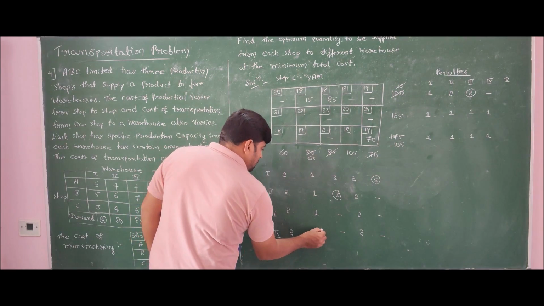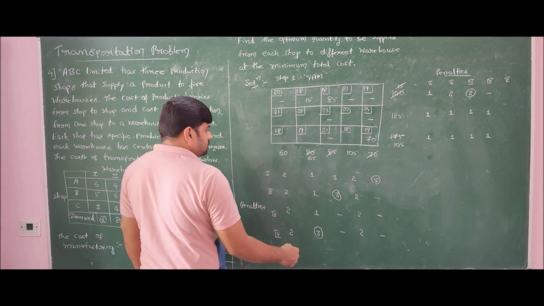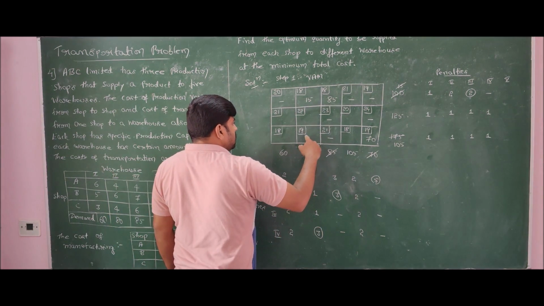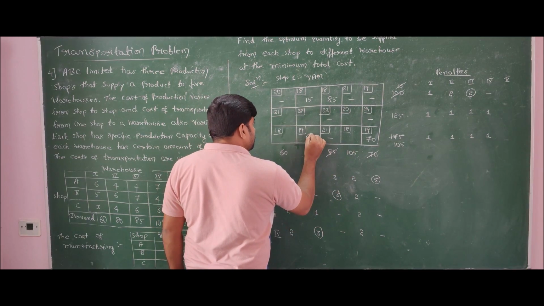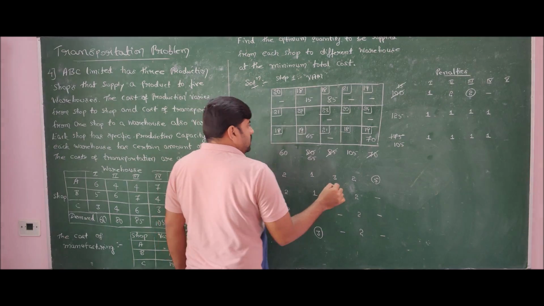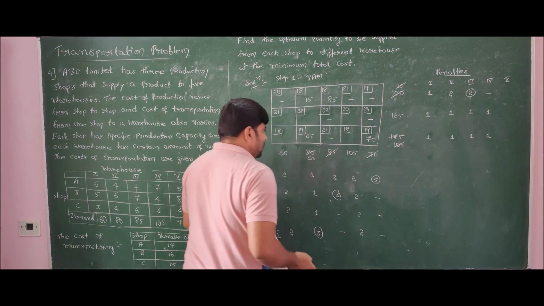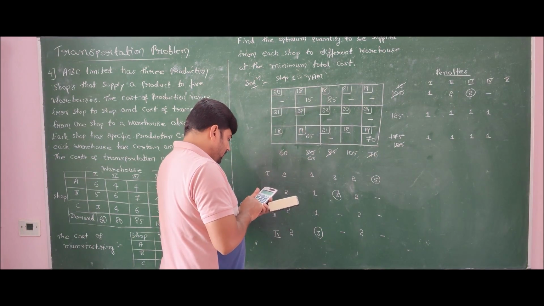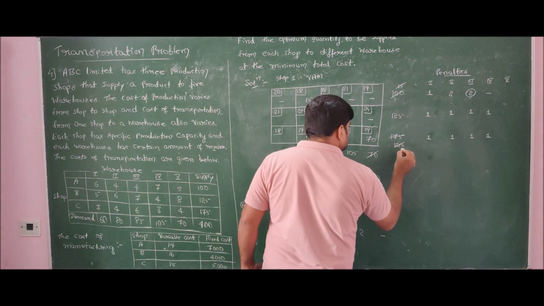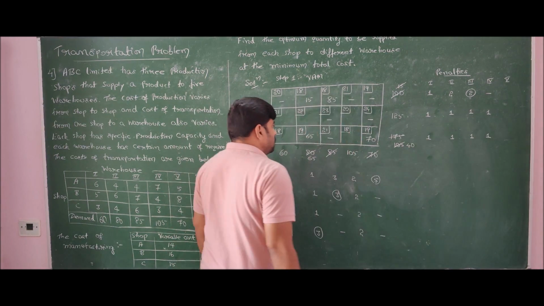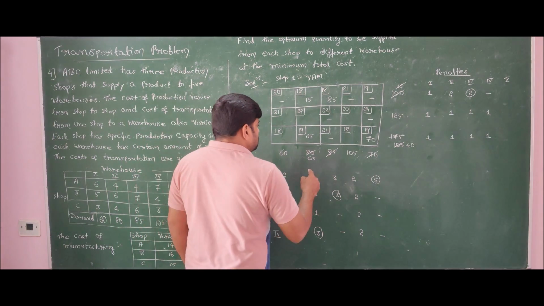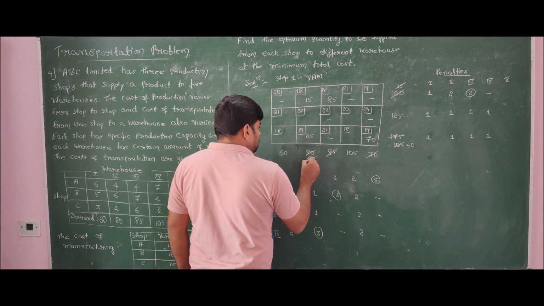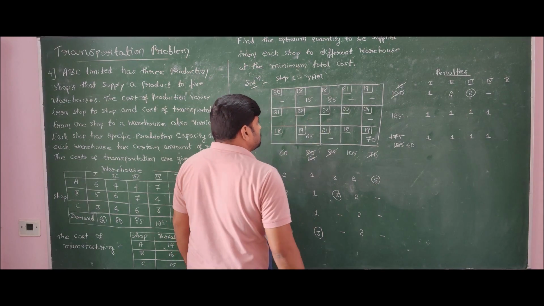Since 3 is the next highest penalty, I should go here. So I have 65 and 105. Let me put 65 here. If I put 65, I am left out with 105 minus 65, which is 40. Since there is no allocation left out, this is also done.